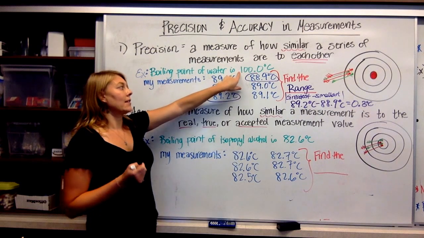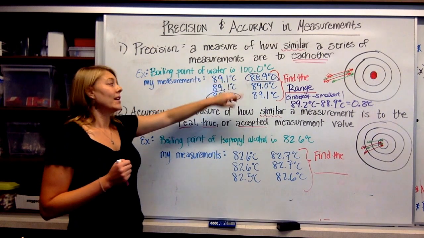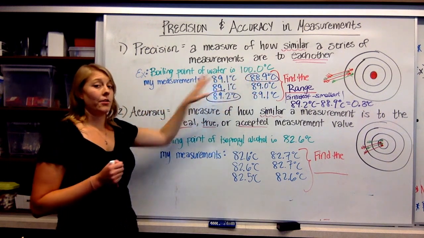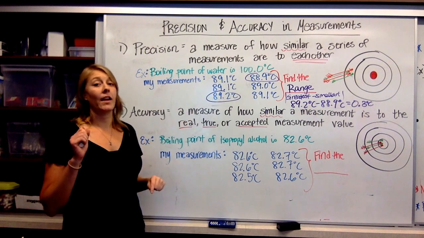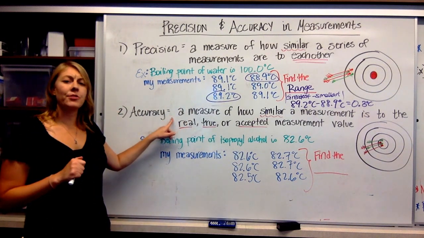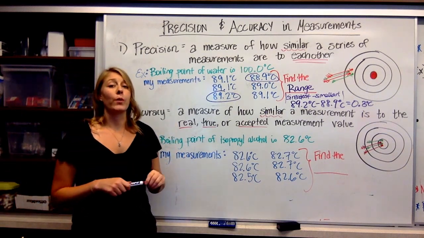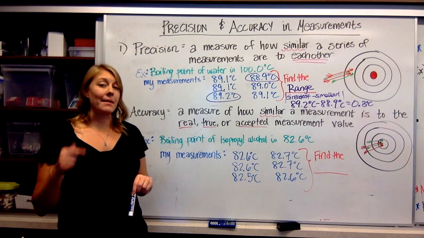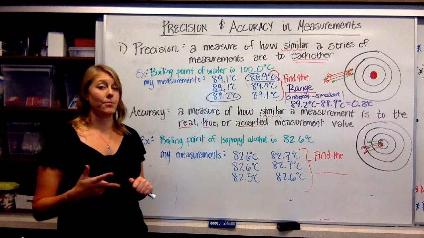If we're looking at the actual value for the boiling point of water, 100 degrees Celsius, these are not relatively close to 100 degrees Celsius. So they are precise, they're close to each other, but they are not accurate. Because accuracy is a measure of how similar our measurement is to the real, true, or accepted measurement value. All right, the real, true, or accepted measurement value.